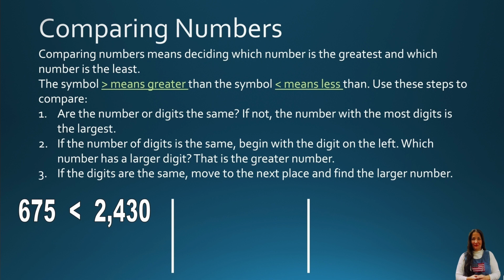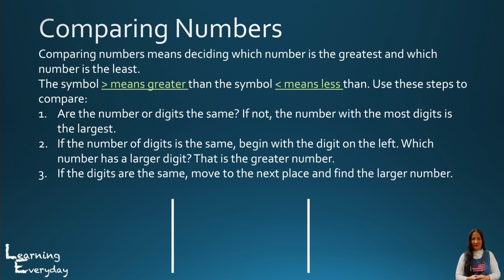675 is less than 2,430. We know this by the number of digits. If you look on the left-hand side, the 675 has 3 digits. If you look on the right-hand side, the 2,430 has 4 digits. Just knowing the number of digits, we know that the one that has the larger amount of digits is the larger number. This number has more digits, so it's greater, and that being the 2,430.